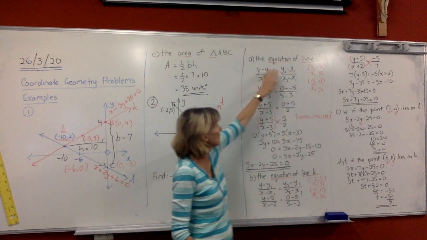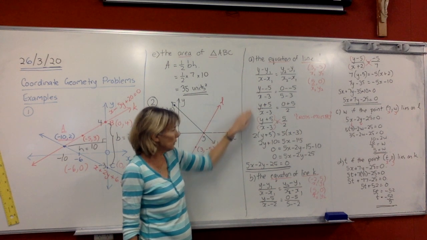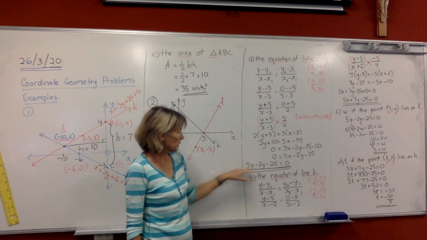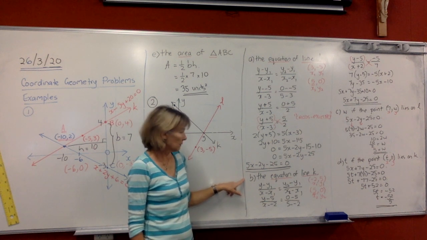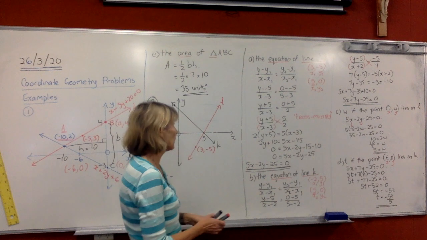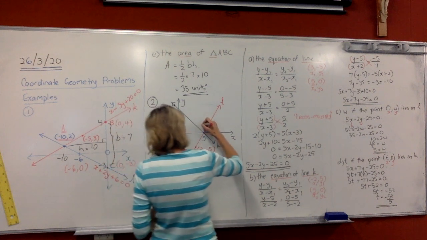So we're going to use those 2 points and sub them into our 2-point formula and go right through. You know what to do. Right through to your general form answer. The next part says, now we're going to mark that on. So the equation of line L, that answer, we're going to write on.